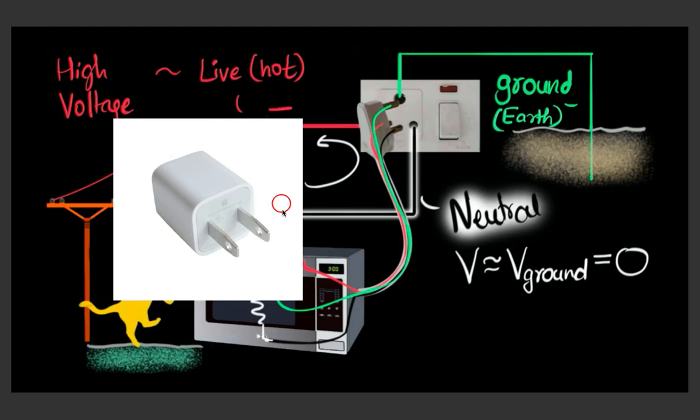So even though there is a voltage difference of 120 volts maintained across these two prongs, it isn't that same voltage that's being maintained across the iPhone. It's a much smaller voltage across the iPhone. And that's why you don't need the grounding prong.